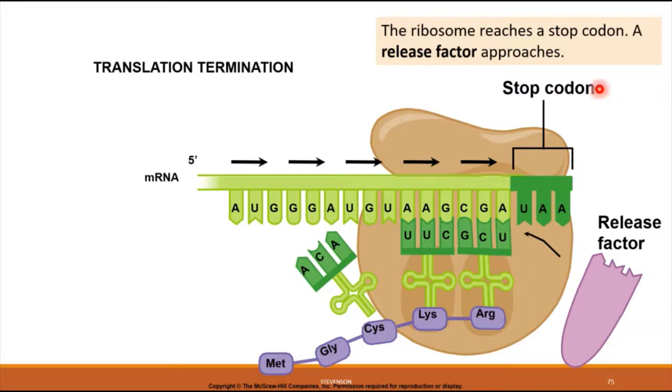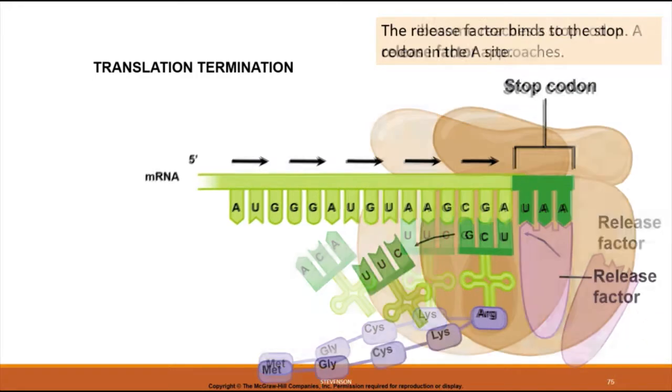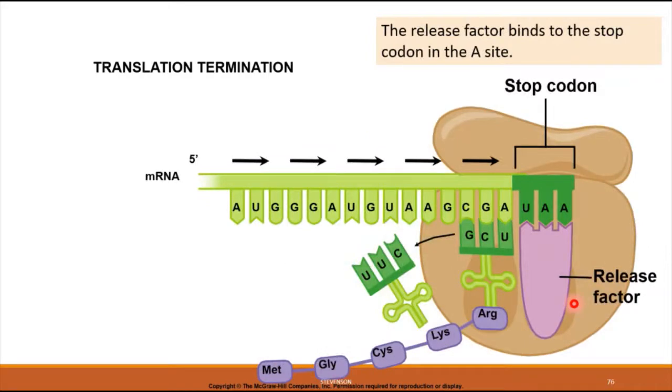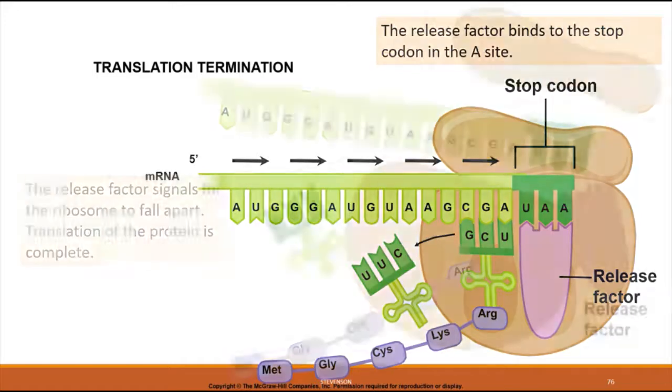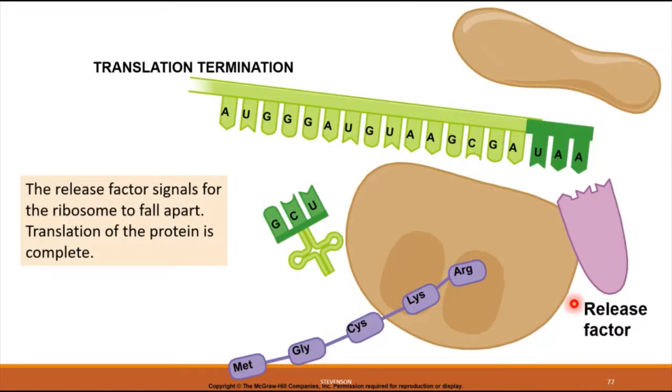Here we see one of the three stop codons, UAA, and remember that those stop codons don't actually encode for an amino acid. Instead, what happens when a stop codon is encountered by the ribosome is that a release factor approaches. The release factor is a molecule that will enter the ribosome, match up with the stop codon, and then send a signal to the ribosome that the protein is over. You have done your job, and therefore you can just disassemble yourself and fall apart. And that's exactly what happens.